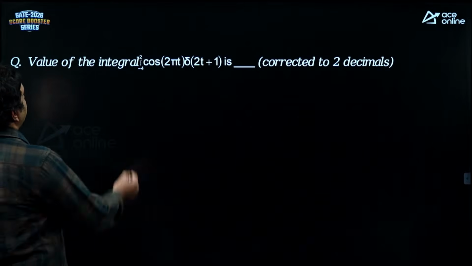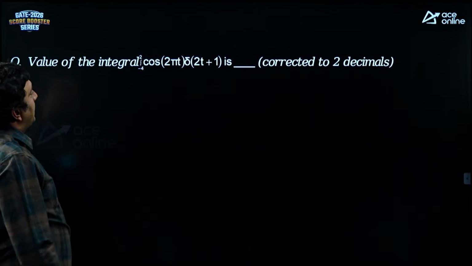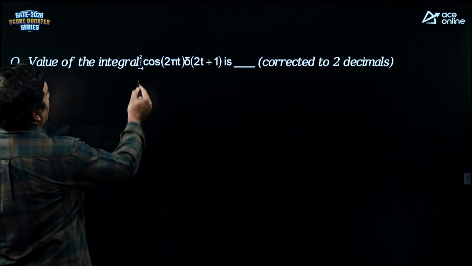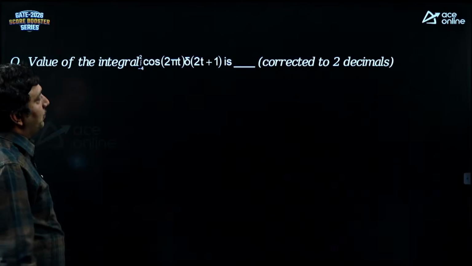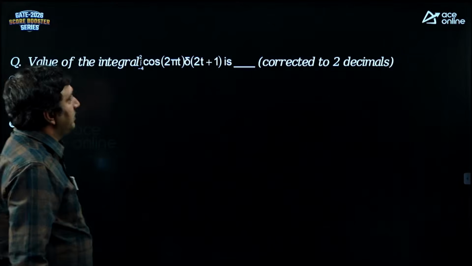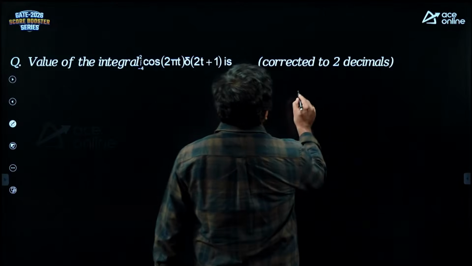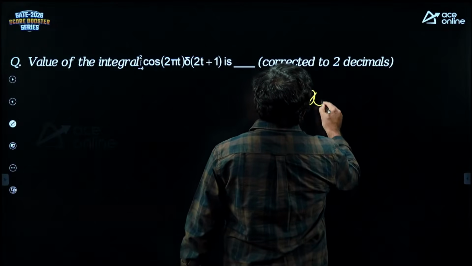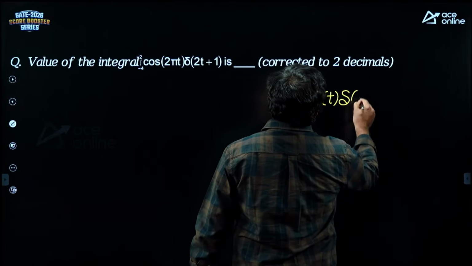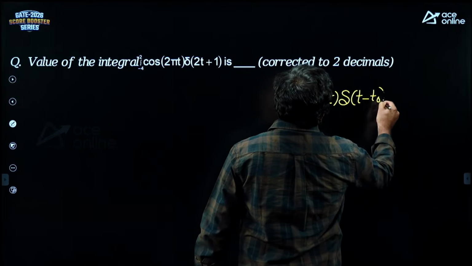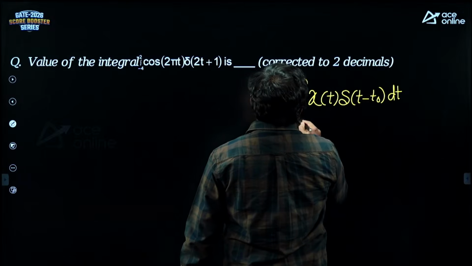What is the value of this integral that varies from minus 4 to 2, cos 2 pi t into del of 2t plus 1? Integral has impulse function, that is indication of shifting property of impulse.